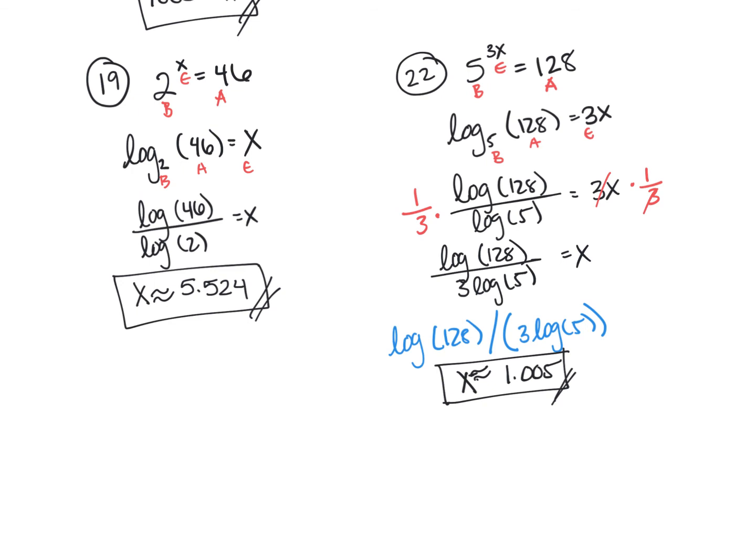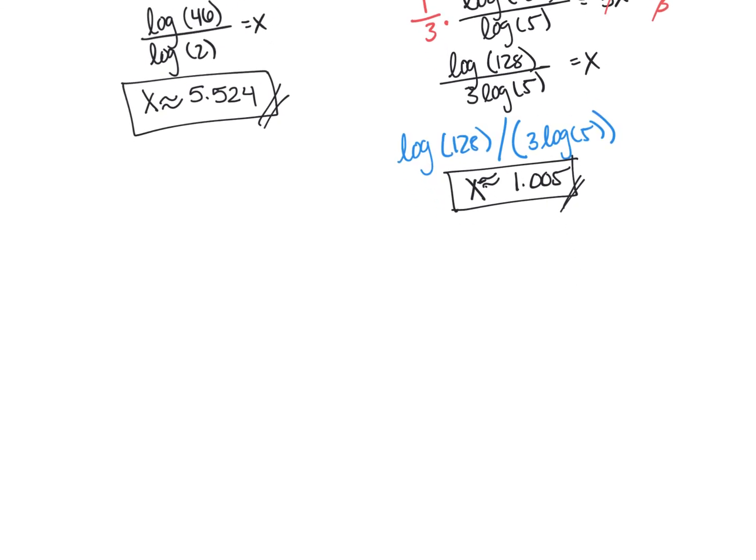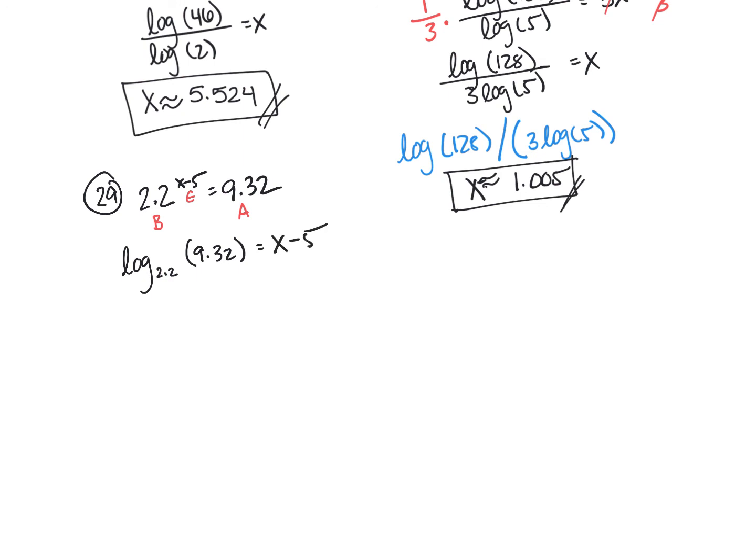1.005. So instead of multiplying to the x, what if we were adding to the x or subtracting? So let's take a look at our last problem, problem number 29. Problem number 29 gives 2.2 to the power of x minus 5 is equal to 9.32. So this problem is really decimally, but that's okay. It's just a number that we're plugging into our calculator. And just like before, we are going to use our rearrangement of base, exponent, and answer to change it to log form, or log base 2.2 of 9.32 is equal to x minus 5.